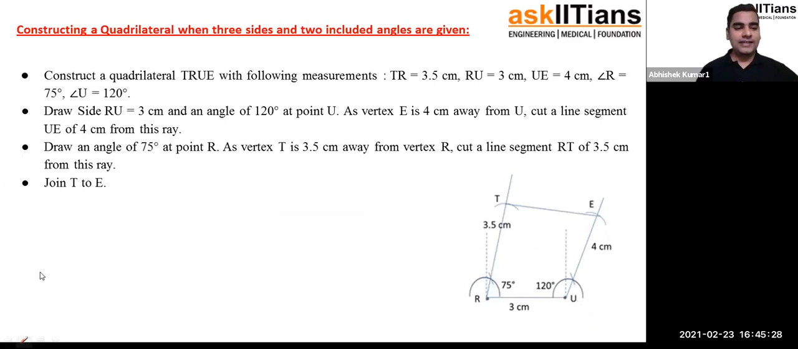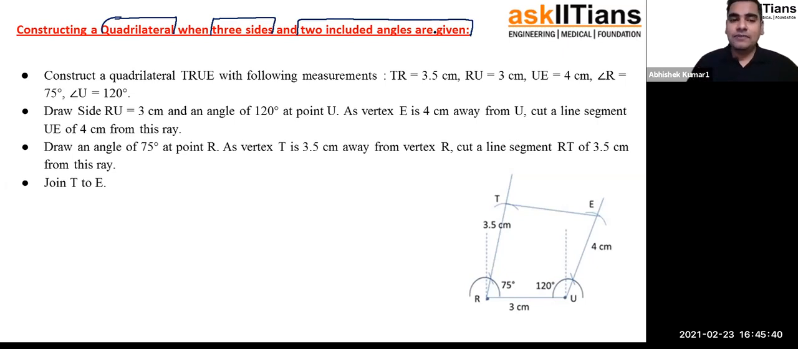So what's the second case? The second case is you have to construct a quadrilateral when you are provided any three sides and two included angles. I told you the meaning of included angle. Included angle means the angles that are lying between the three sides that we are considering here, or you can say the angles which are formed by the three sides under consideration here. Understood? Again, one example here.